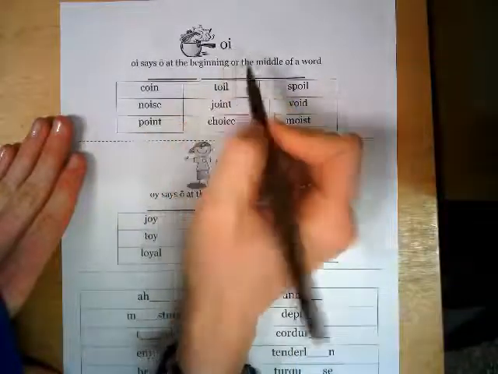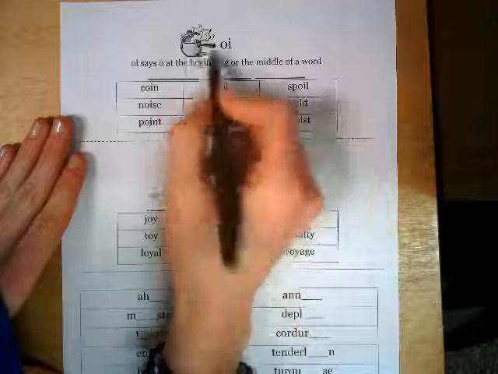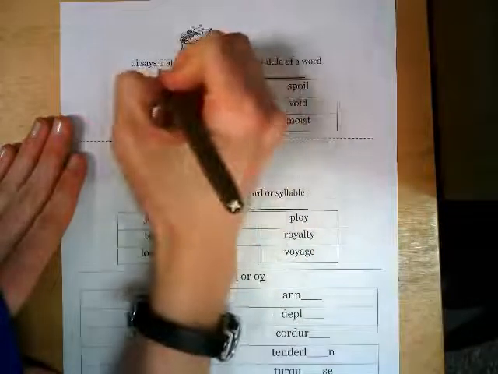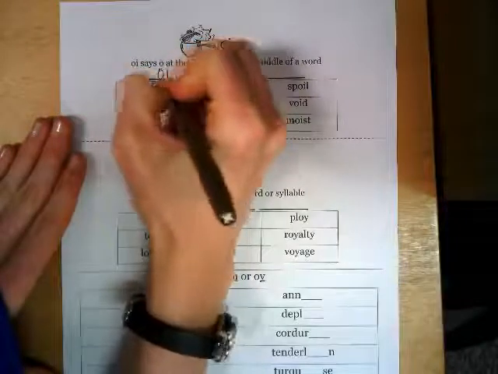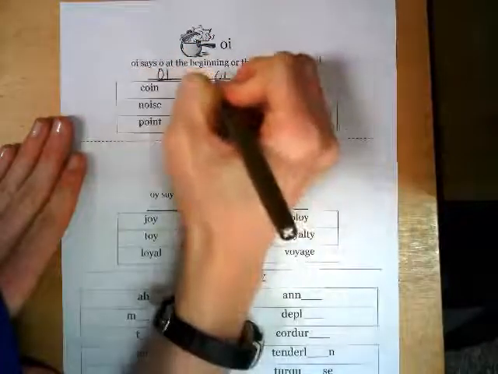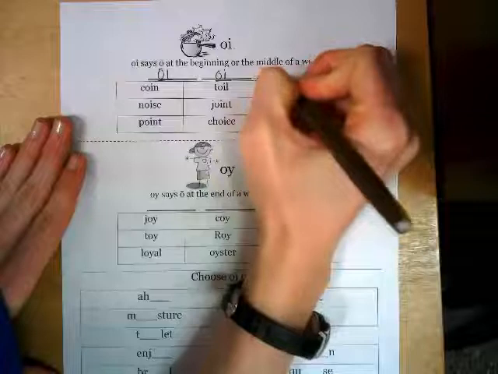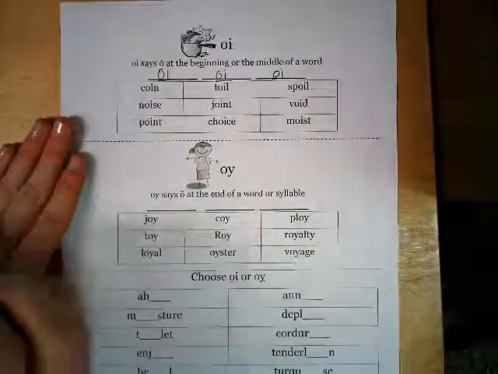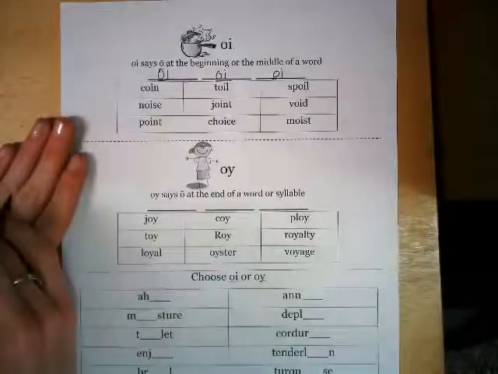So this is OI, and this is like boil. So we'll say OI, boil, oi. OI, boil, oi. And that's a great habit to have your students do, just remembering that OI says oi.